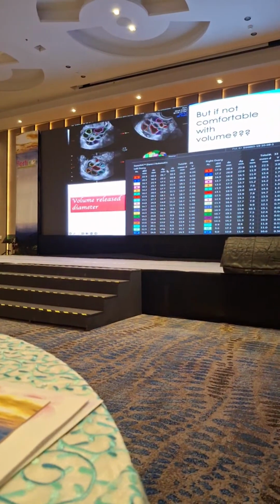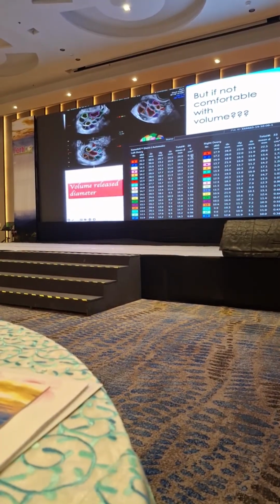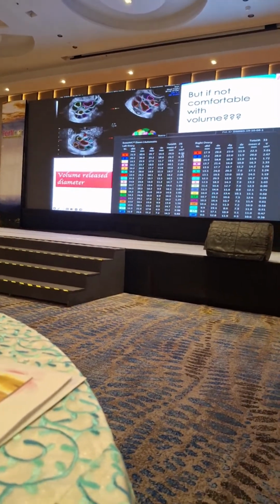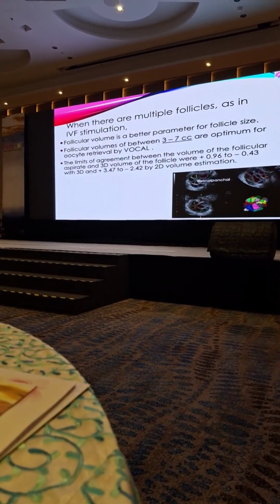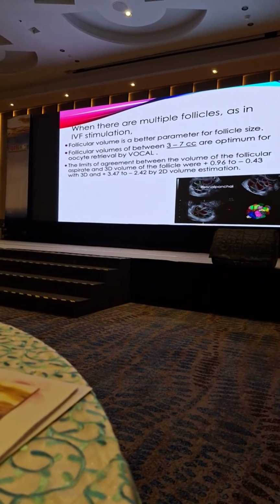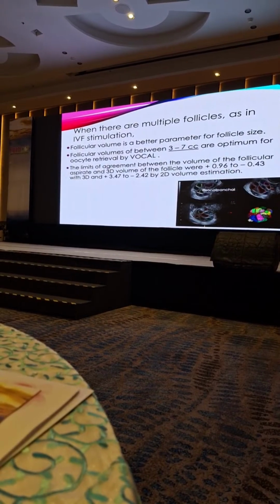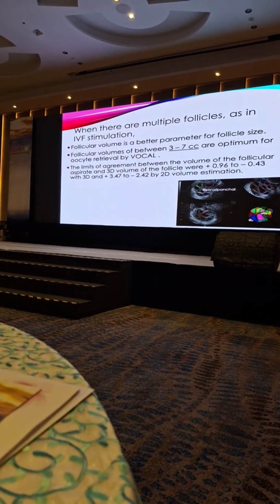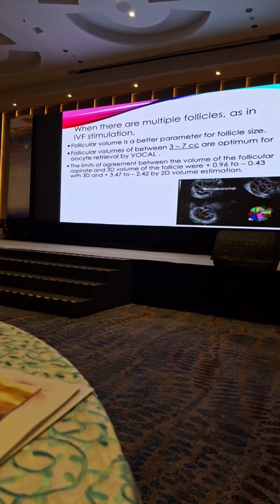Not only does it color code every follicle, if you look at the result sheet, it gives you the X, Y, Z diameter, mean diameter and volume of each and every follicle. Yes, it is true that a volume of between 3 and 7 cc usually correlates with a size of 18 to 24 millimeters. 12 millimeter is approximately 1 cc and 10 millimeter is close to about 0.6 to 0.7 cc. But we are still not used to taking a decision on the trigger based on the volumes.